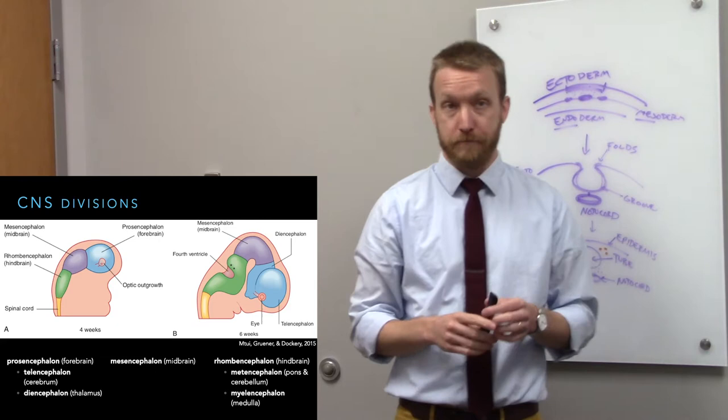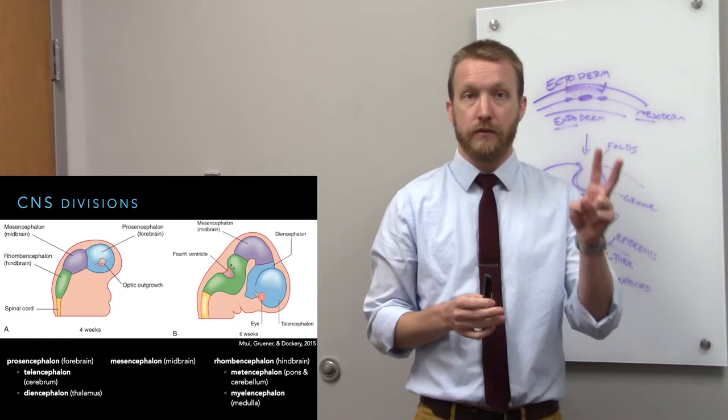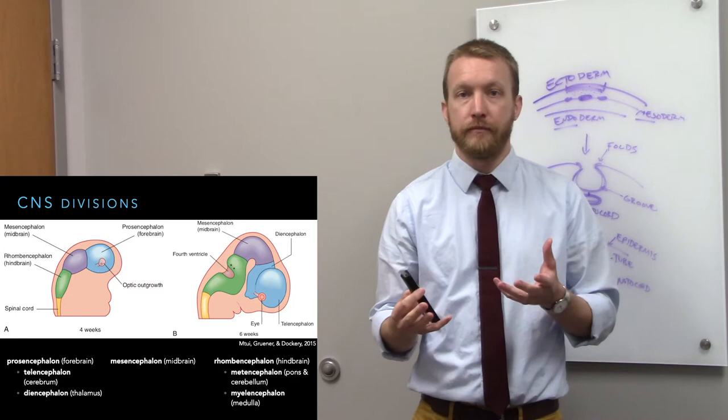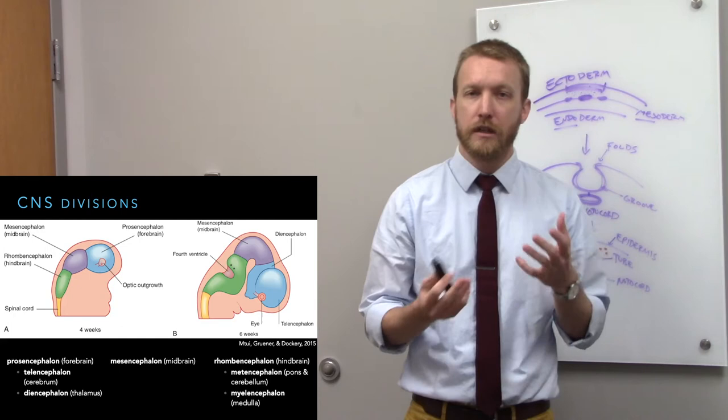So the mesencephalon will bend. The rhombencephalon divides into two. It forms the metencephalon, which will form the pons and cerebellum, and the myelencephalon, which forms the medulla. So we have three swellings, turns into five. Of course, these structures then have rounds of cell division, become larger, and they'll develop distinct nuclei within them.